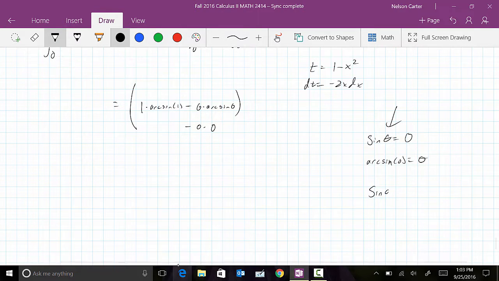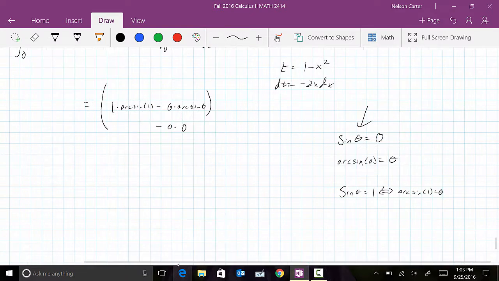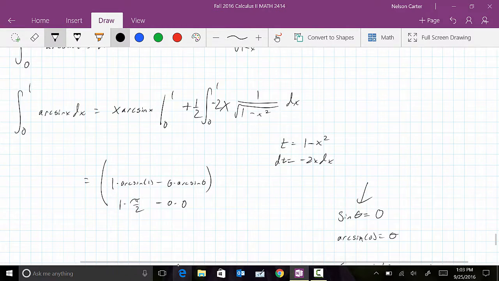If the sine of theta is equal to 1, that's saying the exact same thing as the arc sine of 1 is equal to theta. So what is the theta value where that happens? Where is the sine equal to 1? You have pi over 2. Pi over 2 is definitely a value where the sine is equal to 1. So the arc sine of 1 would be pi over 2, right? So this is going to be 1 times pi over 2. Okay, so we've got that.